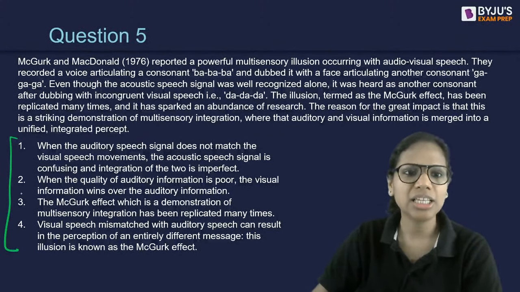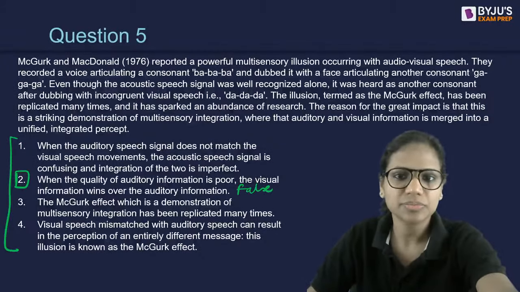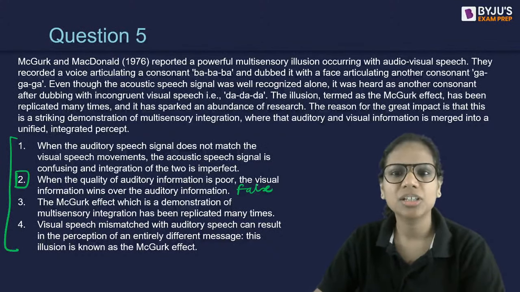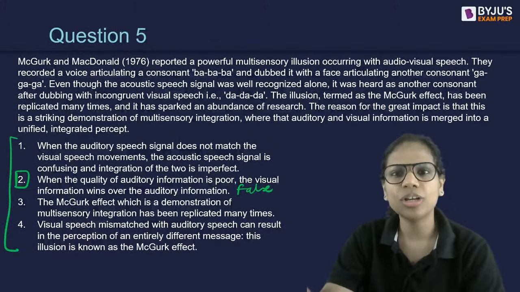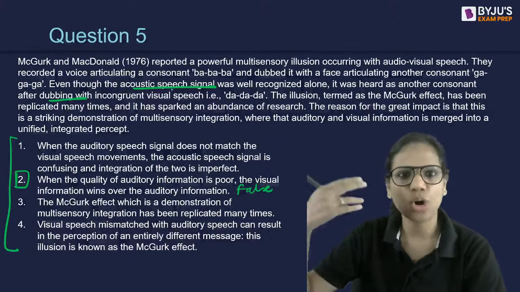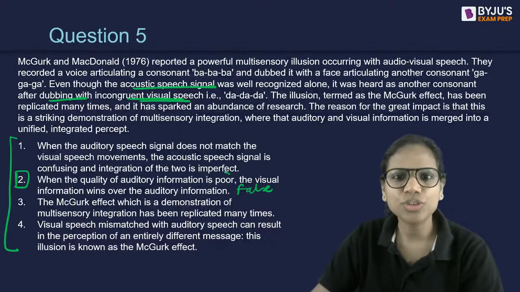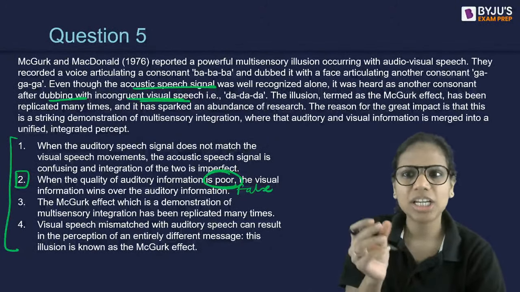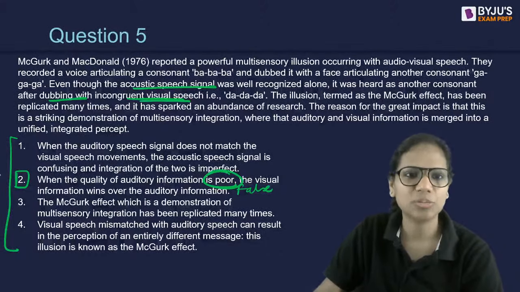So here, I think one and two could be easily eliminated, right? Because what two says is erroneous. So when the quality of auditory information is poor, the visual information wins over the auditory information. Is this given anywhere? Tell me. We are talking about a multisensory illusion that when you hear one acoustic speech signal with another consonant after dubbing, with incongruent visual speech. So we were not saying when the quality of the auditory information is poor. We were actually doing this on purpose, that with incongruent visual speech, it was heard as another consonant. That is what was happening. Its quality was not poor anywhere. So two could be very easily eliminated.